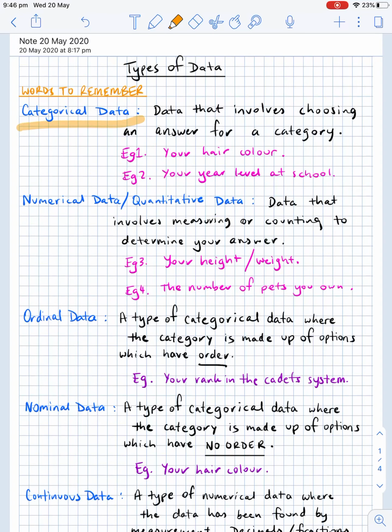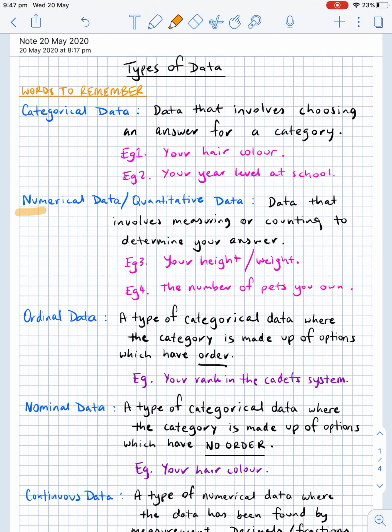So the first one is categorical data. That's data that involves choosing an answer for a category. So we're picking from some sort of category. That's why it's called categorical data. For example, the category could be what your hair color is, or it could be your year level at school. So categorical data is all about picking from some sort of category. The idea is you want to be choosing something, picking the category that you're involved with, like what sort of group you're in. It's all about these sorts of groups.